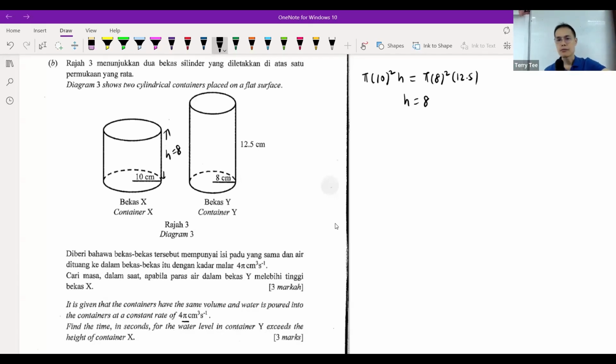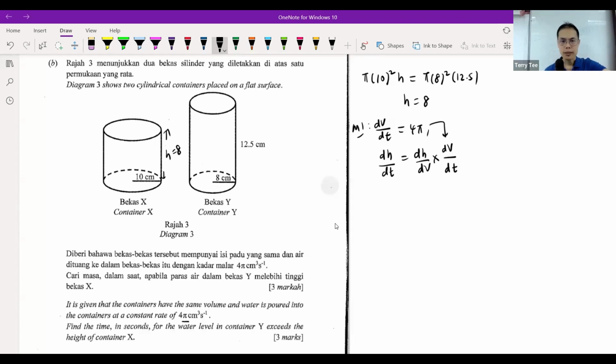Okay, so the first thing I'll do for the differentiation method, if you want to use differentiation, we know that the water is poured in at this rate. The volume, dV/dt, is 4 pi. If you are finding how fast it is going up, that means you're finding dh/dt, right? So if you're finding dh/dt, you need to use the chain rule: dh/dt equals dh/dV times dV/dt. So dV/dt is 4 pi. dh/dV we have to find.